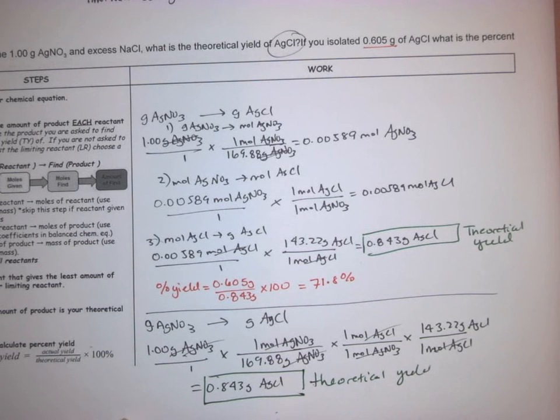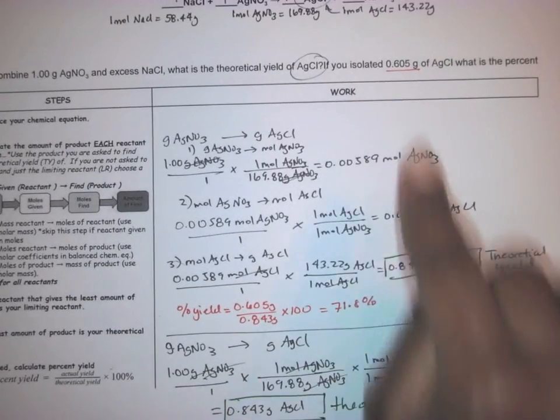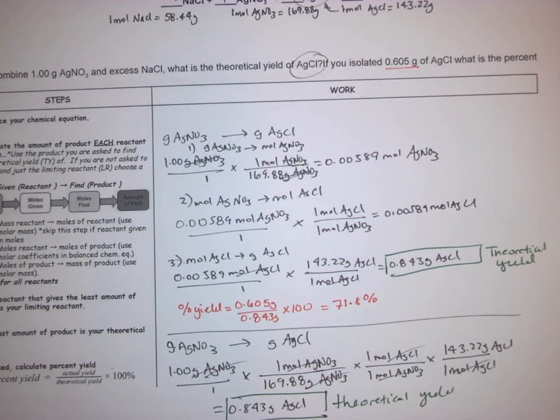Okay. All right. Once I have my theoretical yield, in terms of the percent yield, I take the actual amount that I got, 0.605 grams. This is what I was told I isolated. So this is what I actually got from the reaction. And I divide it by the theoretical yield, which is like in theory what I could make. And then I multiply that by 100. And that's how I got the percent yield.